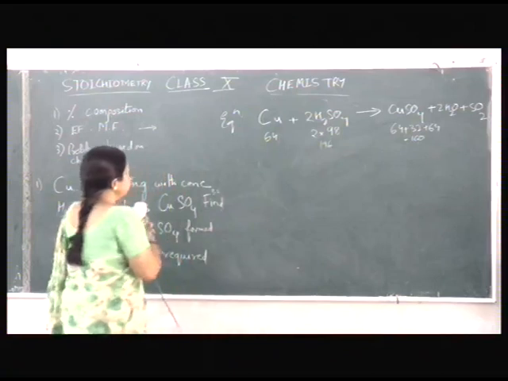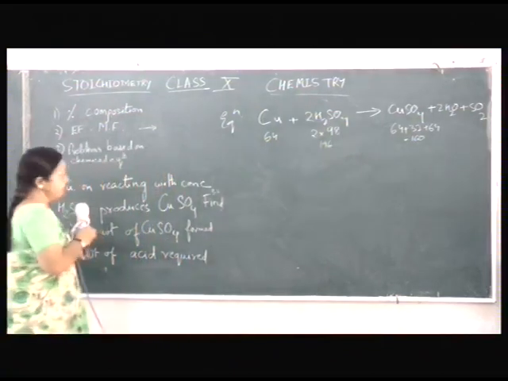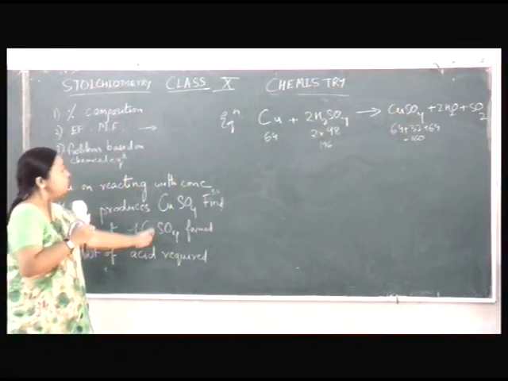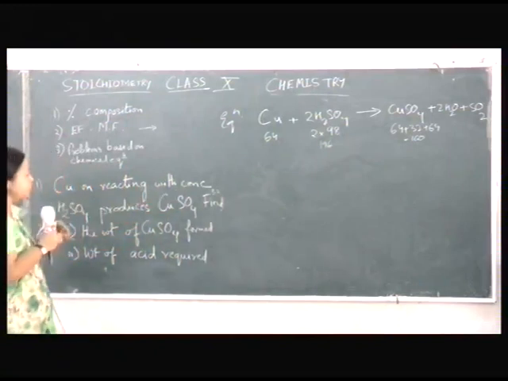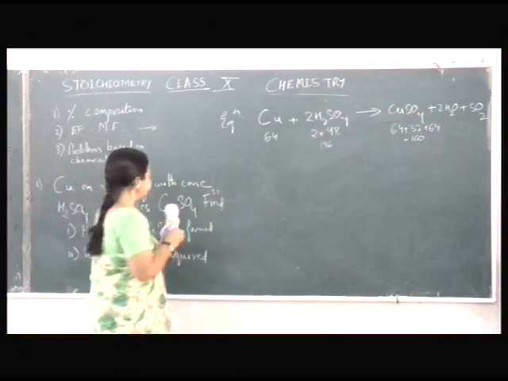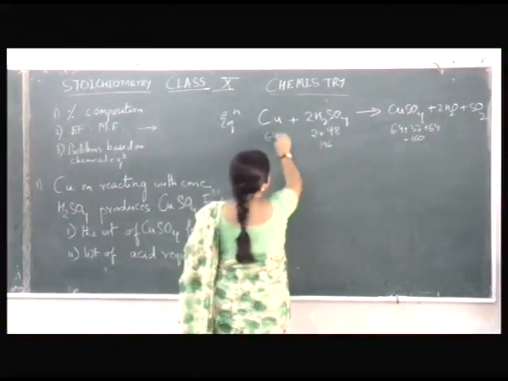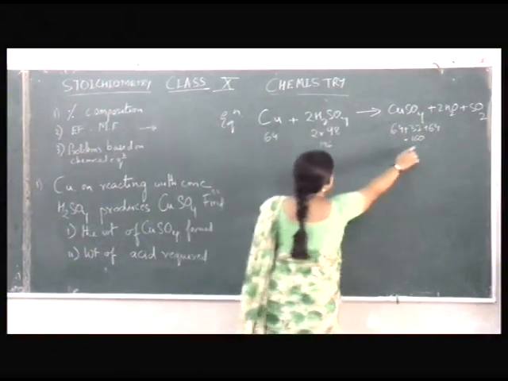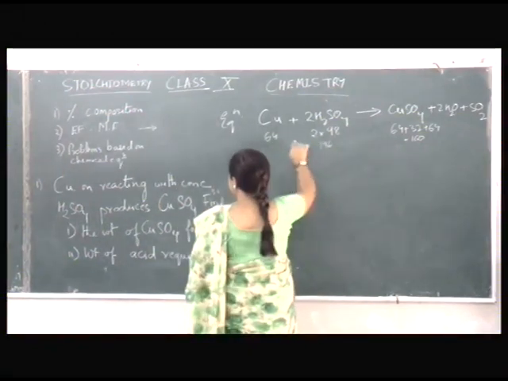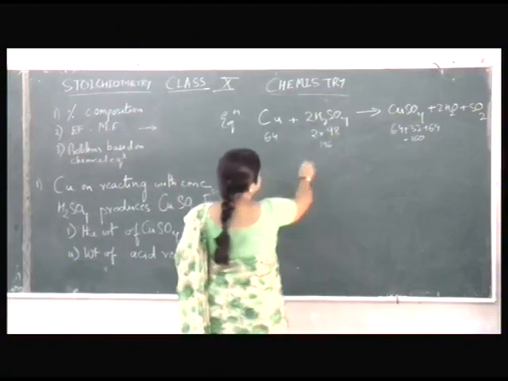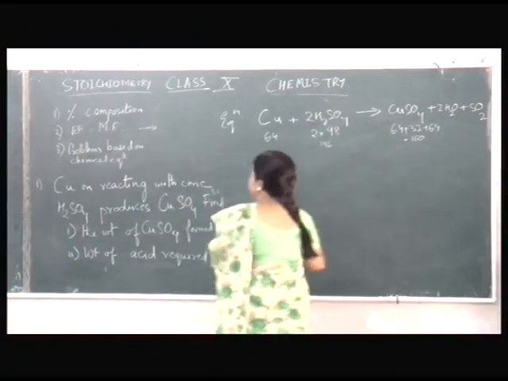Now, as yesterday also we were talking about, whatever you have to find, you have to keep it on the right hand side. So copper sulfate, the weight of copper sulfate you have to find out. Let us see, 1 mole is reacting with 64 grams and 160 is formed.